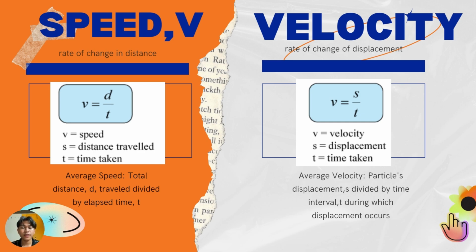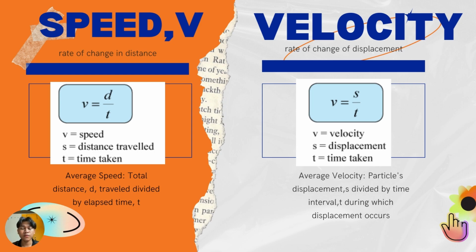The formula for speed is v equals d over t, which means speed is equal to distance traveled over time taken, or average speed is the total distance traveled divided by elapsed time. For velocity, v equals s over t, or velocity equals displacement over time taken. So for velocity we use displacement, and for speed we use distance.